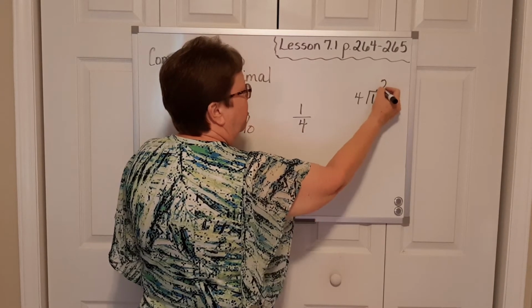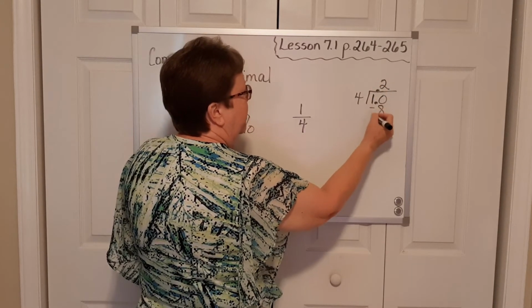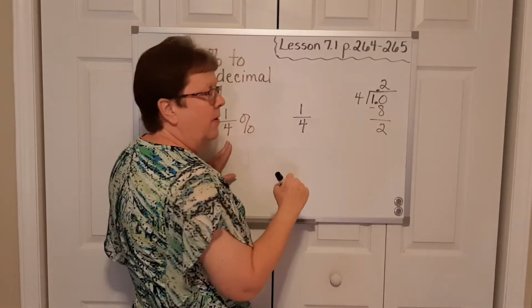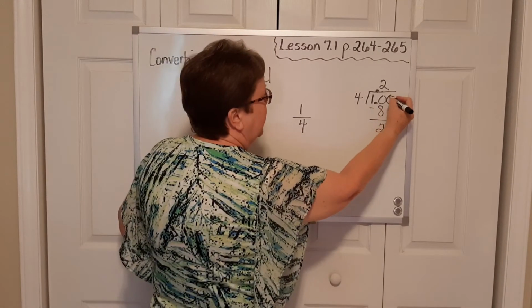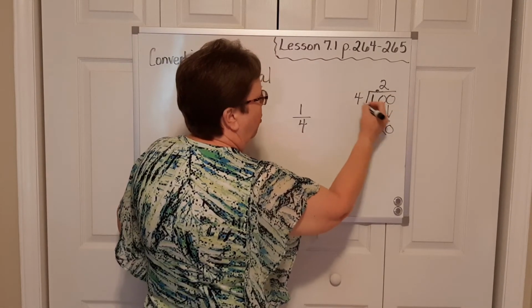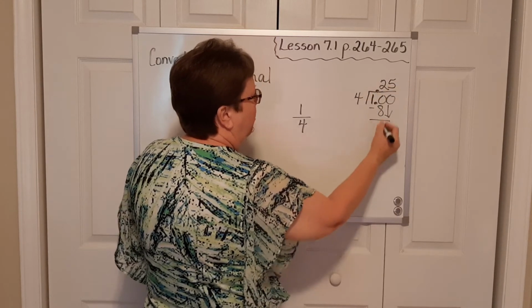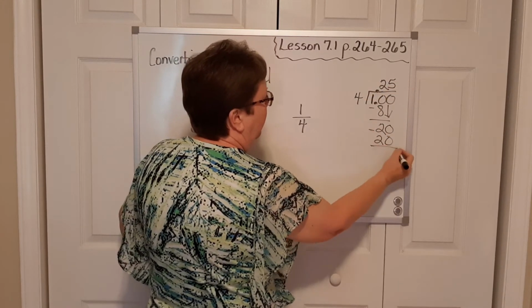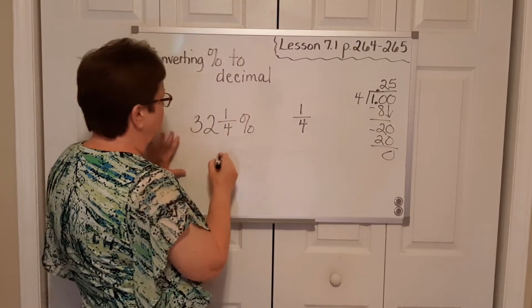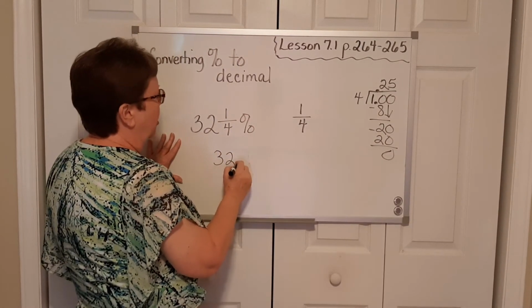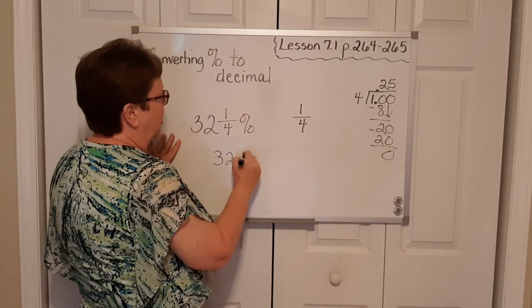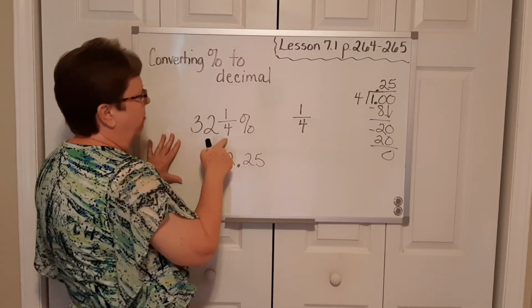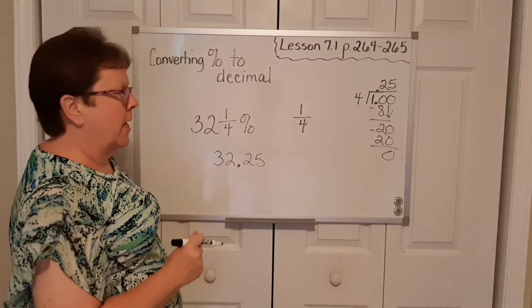4 goes into 10 2 times. 2 times 4 is 8. Subtract, you get 2. If it doesn't come out even, try adding a 0 and bringing it down. 4 goes into 20 5 times. 4 times 5 is 20. So it's 0.25. So now we've got 32.25 because we converted the fraction to a decimal.